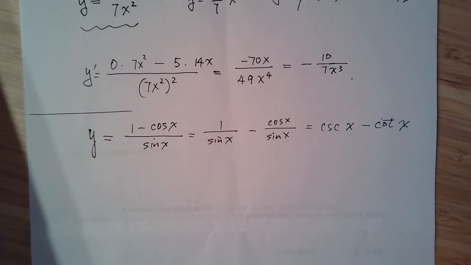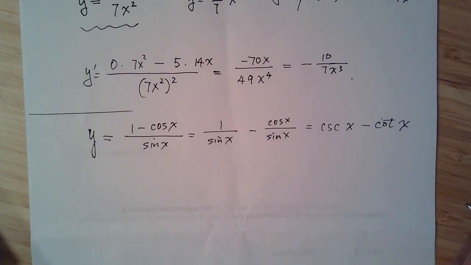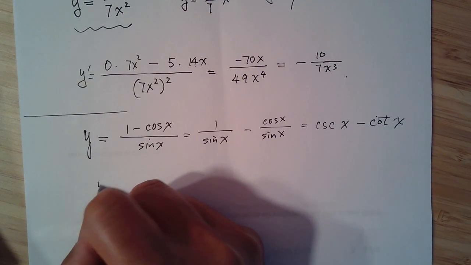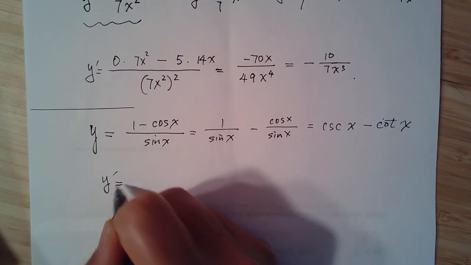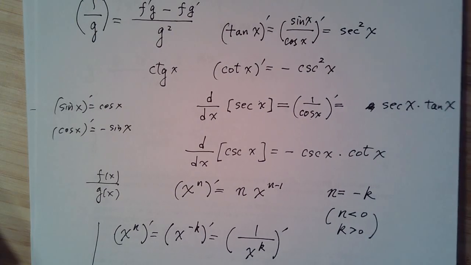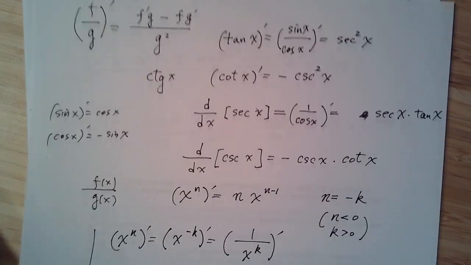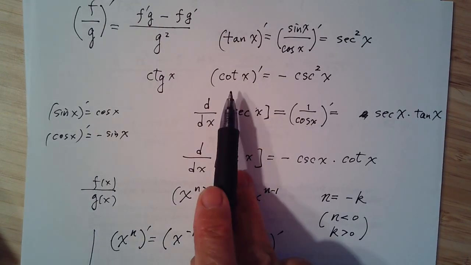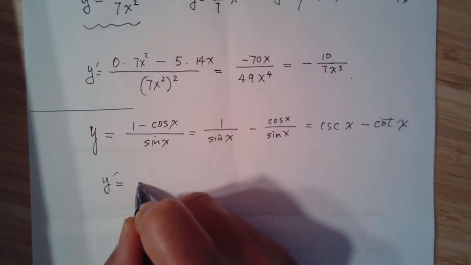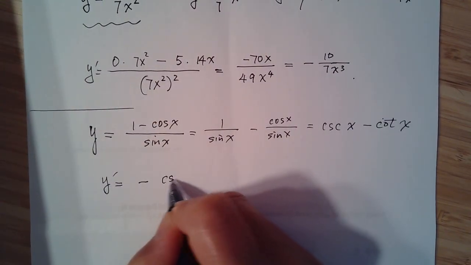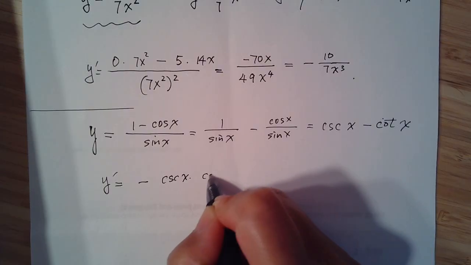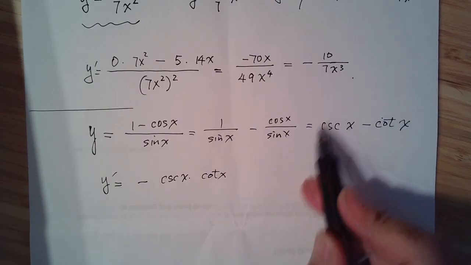And based on what we just talked about, the derivatives of the trigonometric functions, y prime, we are going to use a cosecant and a cotangent. Did you see that's cosecant? Here's cotangent. So I get negative cosecant x times cotangent x, which is the derivative of this.